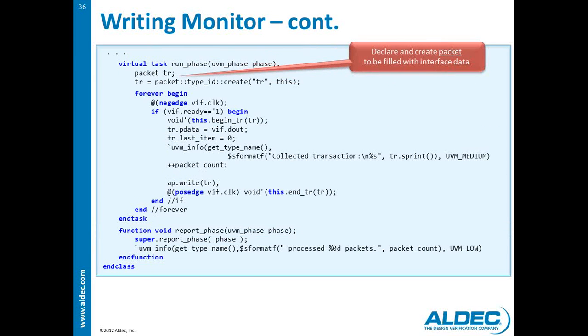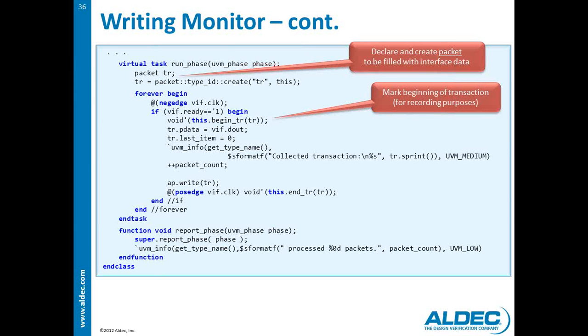Then we need the run phase. Here we see our first example of dynamically creating a packet of data using a factory. So that line, packet type ID create, is the typical way of requesting creation via factory. Then we've got our forever loop. Of course, that loop synchronizes with changes in our interface, via the virtual interface.